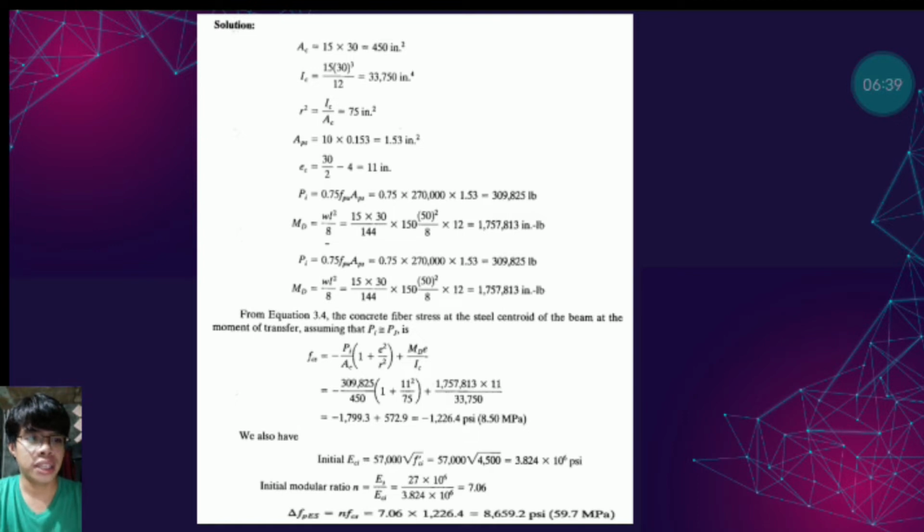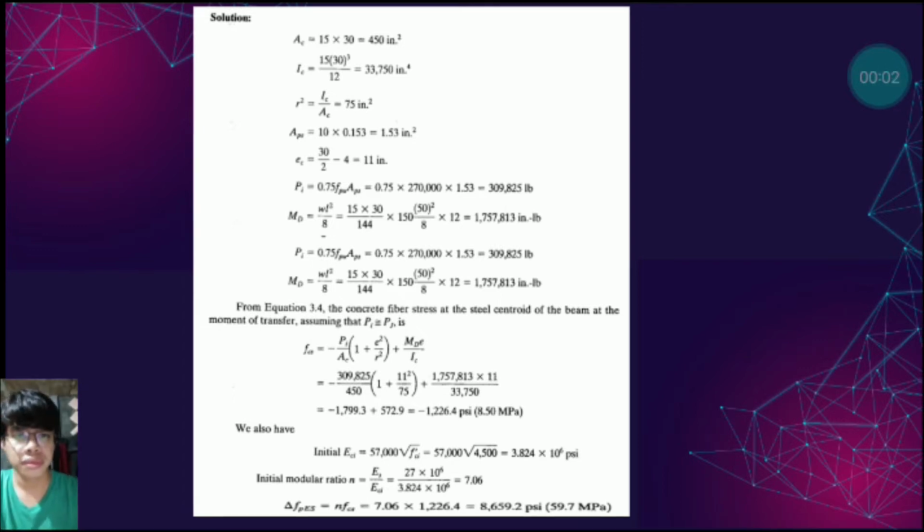This means that our FCS is a compressive stress due to sign convention. Since we are tackling the initial pre-stressing force, we need to find the initial modulus of elasticity of the concrete by the formula ECI is equal to 57,000 times the square root of FCI. So that's 57,000 times the square root of 4,500. Our ECI will be 3.824 times 10 raised to 6 psi.